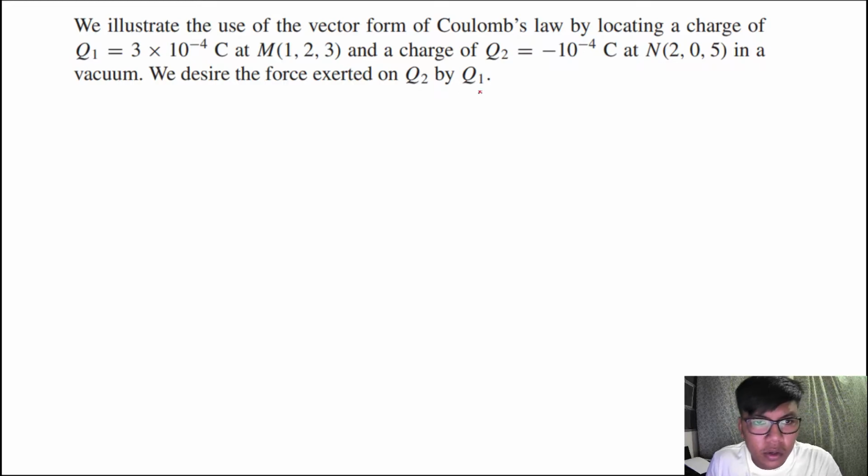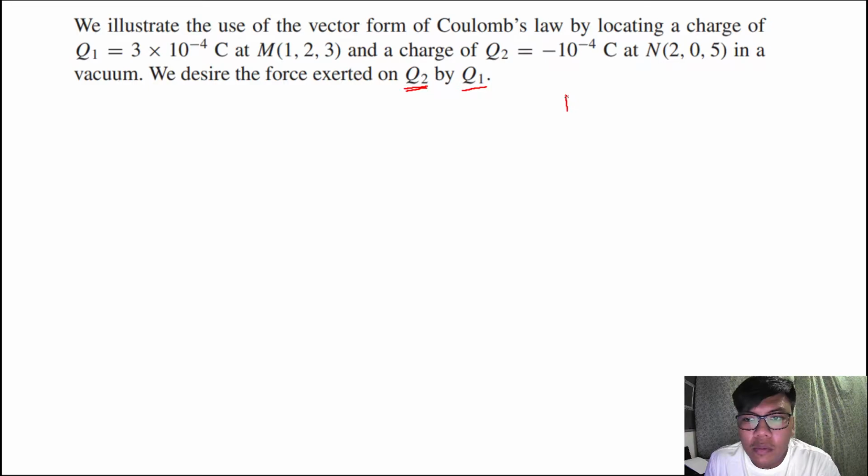So we illustrate the use of the vector form of Coulomb's law by locating a charge of Q1 equal to 3 times 10 raised to negative 4 coulomb at point M(1,2,3), and a charge of Q sub 2 equal to negative 10 raised to negative 4 coulomb at point N(2,0,5) in a vacuum. We desire the force exerted on Q2 by Q1. Okay, so yung force exerted on Q2 daw by Q1.